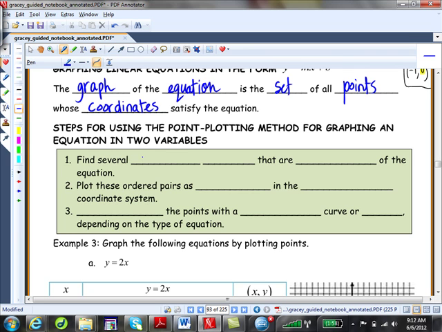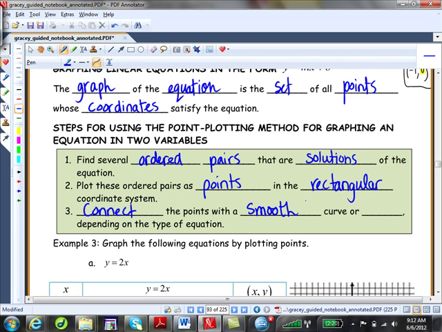So we'll be finding several ordered pairs that are solutions of the equation. Plot these ordered pairs as points in the rectangular coordinate system. Connect the points with a smooth curve or line.